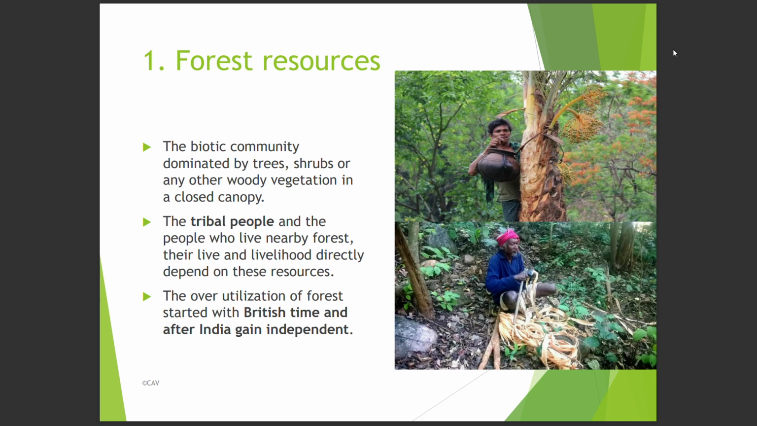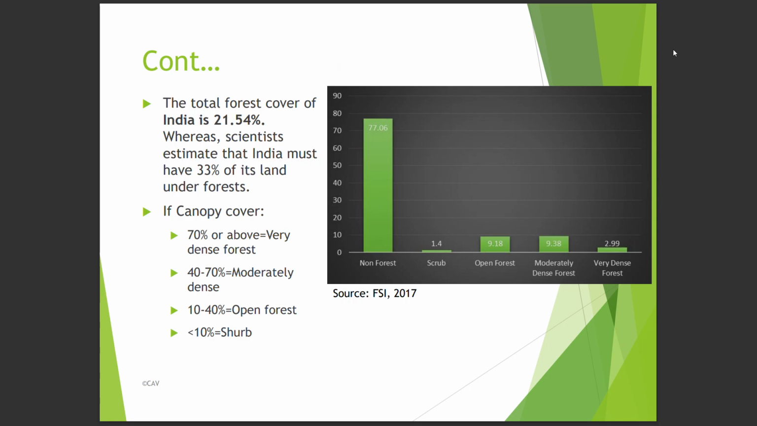The biotic community dominated by trees, shrubs or any other woody vegetation in a closed canopy. The tribal people and the people who live nearby forests, their life and livelihood directly depend on these resources. The overutilization of forest started in British times and continued after India gained independence. The total forest cover of India is 21.54%, whereas scientists estimate that India must have 33% of its land under forest.